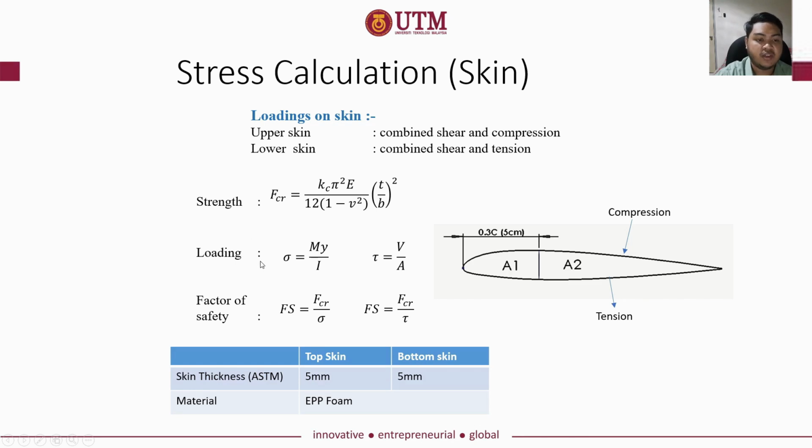We calculate the loading by using bending stress equal to M over I, and shear stress equal to V over A. Then we calculate the strength and critical buckling, and obtain the factor of safety by using this formula.